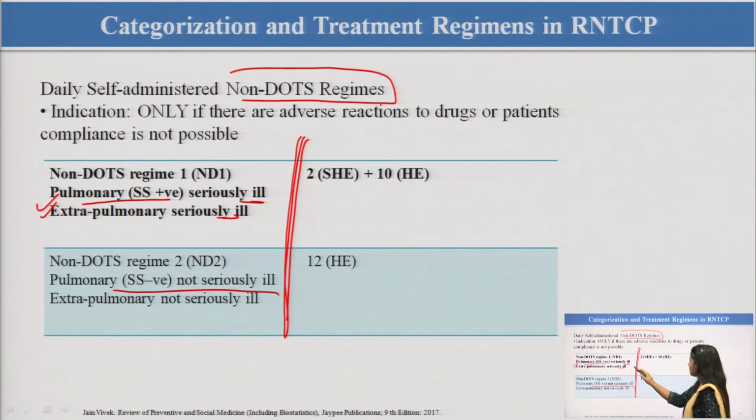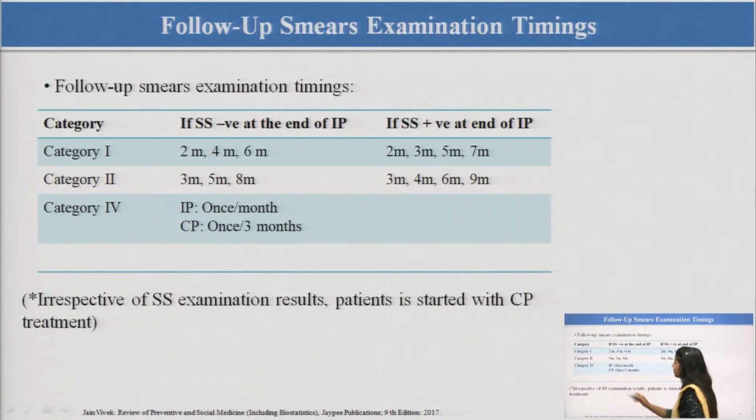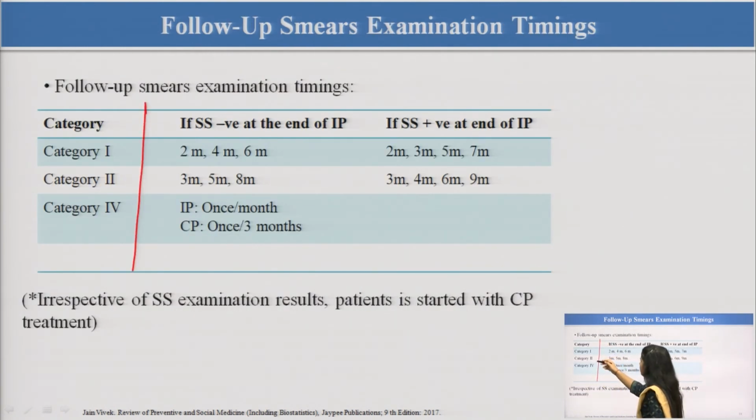For seriously ill we have prescribed for 2 months streptomycin, isoniazid and ethambutol, and for 10 months ethambutol and isoniazid. In the non-DOTS therapy for non-seriously ill patients we are giving HE for 12 months. So the same medication is given for the year, isoniazid and ethambutol. After that, see there is category 1, 2 and 4th. For these patients it is written when we will do the follow up.